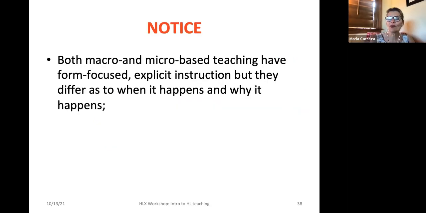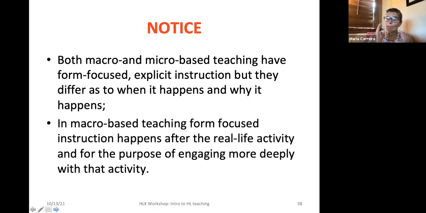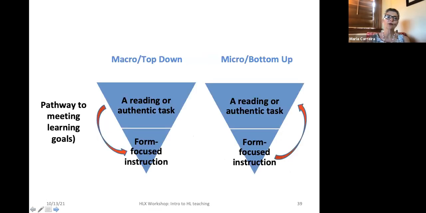I do want to point out, however, that both macro and micro have form focus explicit instruction, but they differ as to when it happens and why it happens. And we'll get to why. We already saw when, right? With macro, it's second to the authentic task. With micro, it precedes the authentic task. In macro-based teaching, form-focused instruction happens, as I said, after the real-life activity has taken place and for the purpose of engaging more deeply with that activity, right?